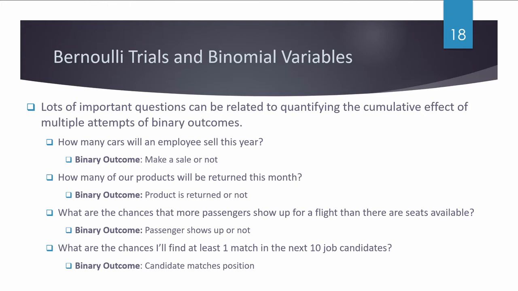Last example here: what are the chances that I'll find at least one match in the next 10 job candidates? Well, I have 10 chances for this binary outcome. I either match with a candidate or I do not. The relationship between Bernoulli and binomial is, again, that binomial random variables are a way of counting up the number of successes we observe for a Bernoulli random variable.